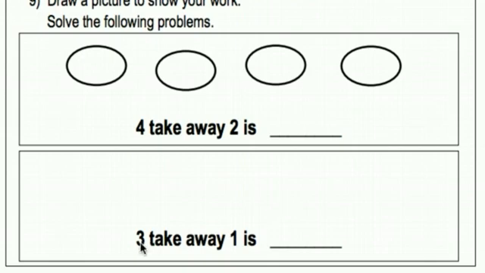So let me back up. For this one, the question reads, 3 take away 1 is. And we know we need to put our answer here. Before we put our answers there, we need to draw a picture to show our work in this blank provided here.